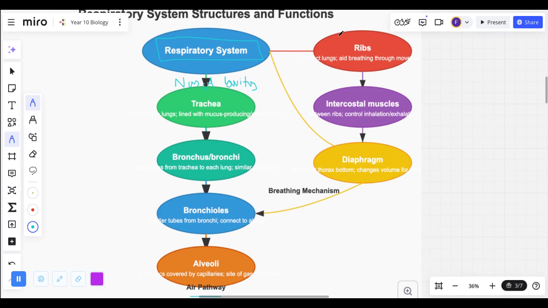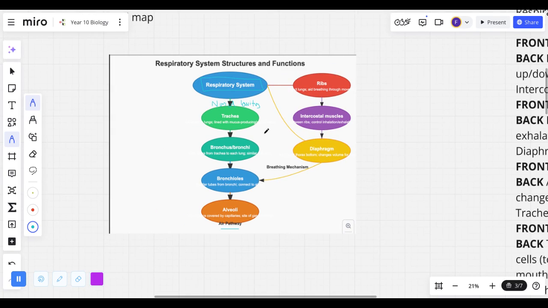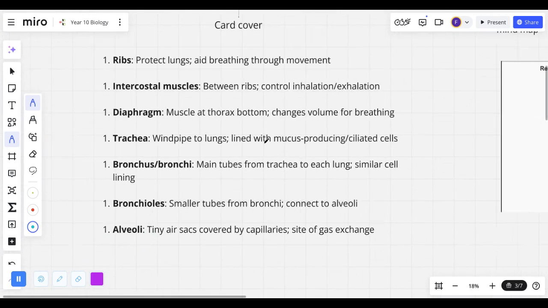And what I used to do was, I wouldn't look at my mind map, and I would try to draw it again and then check back if I'd made any mistakes. Now, the card cover works like this.